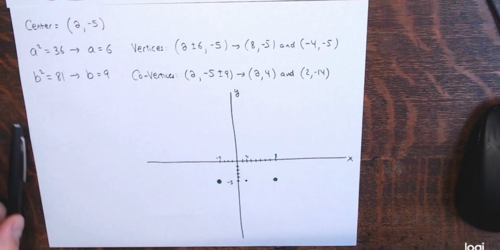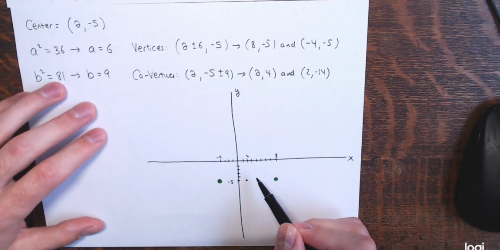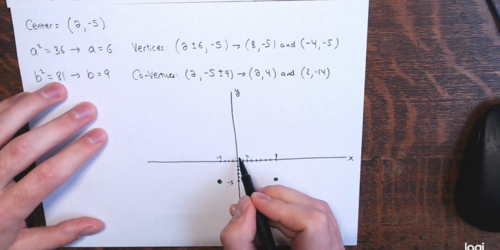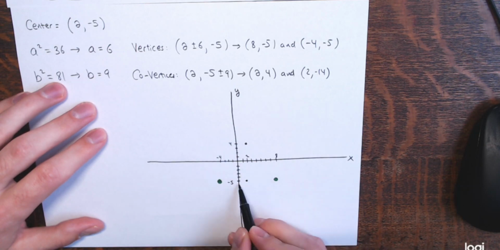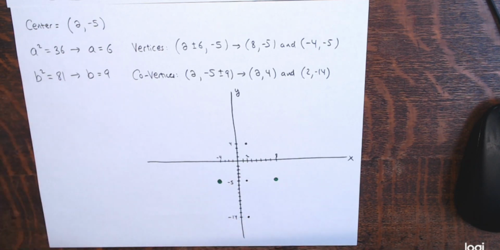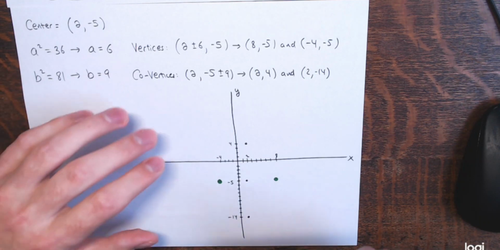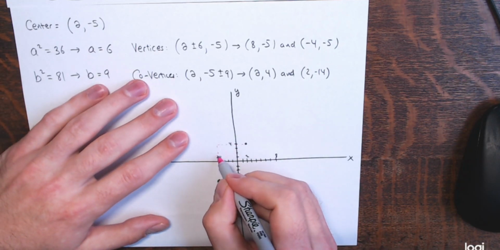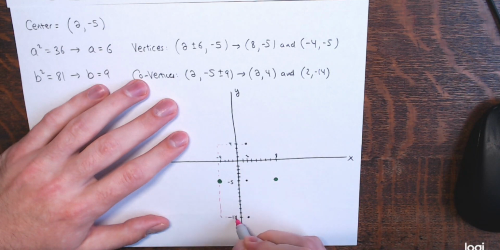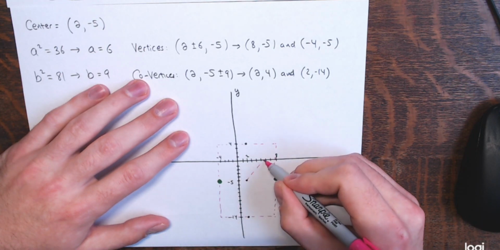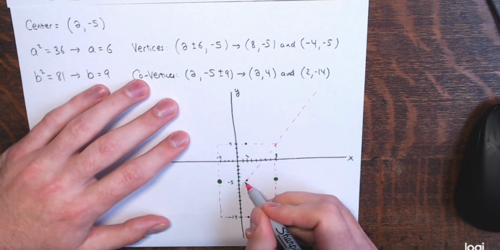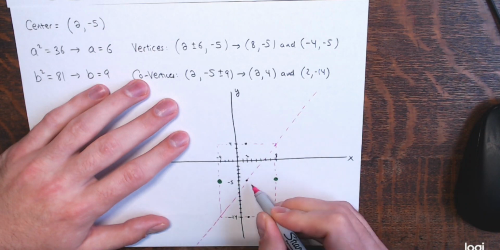The co-vertices, I'm going up and down 9 units. So from the center up 9 would be at 2, 4. There's a co-vertex, and then down 9 to 2, negative 14. And now that I have the vertices and co-vertices in, I can make this rectangle. That'll help me draw the asymptotes right through the corners and through the center. So there's one asymptote, the other asymptote.